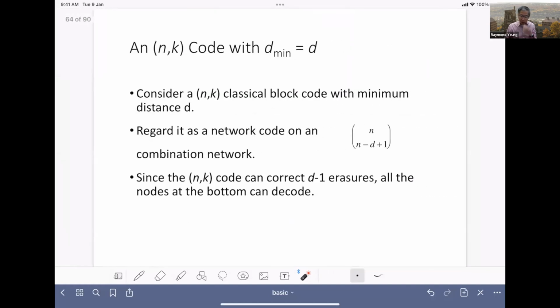Now we turn our attention to a classical nk code, a linear block code, with minimum distance equal to d. So we regard this as a network code on a combination network, right? Now, because for a classical block code with minimum distance d, the nk code can correct d-1 erasures. So the combination network that I'm talking about is this one.